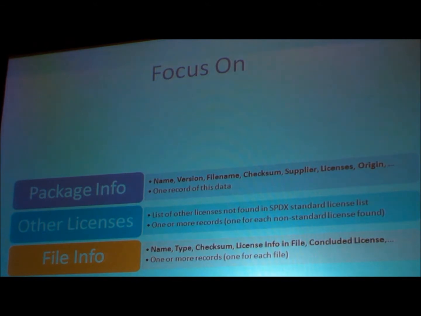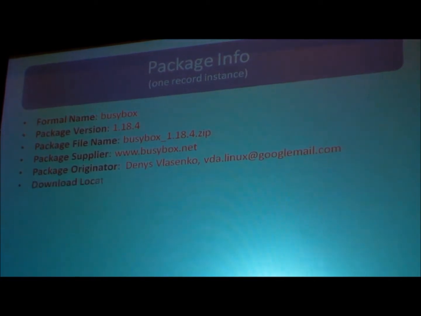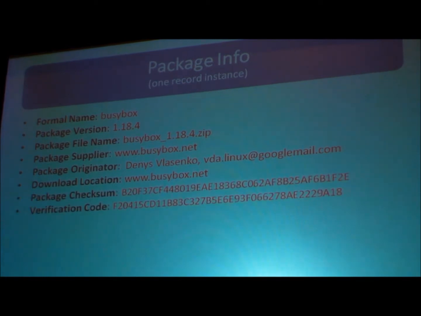I think that will give you the gist of what we want to cover here today. So let's begin with the package information. Really simply put, again, as I noted, it's one record. You're going to find the pretty standard information: the originator, supplier, where it was downloaded from, the package checksum, verification code.